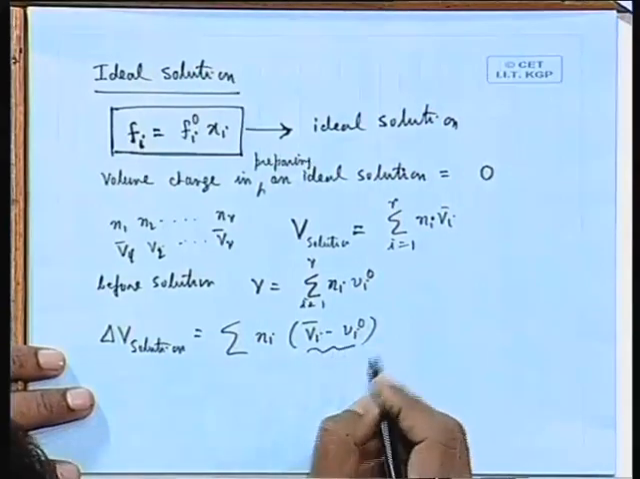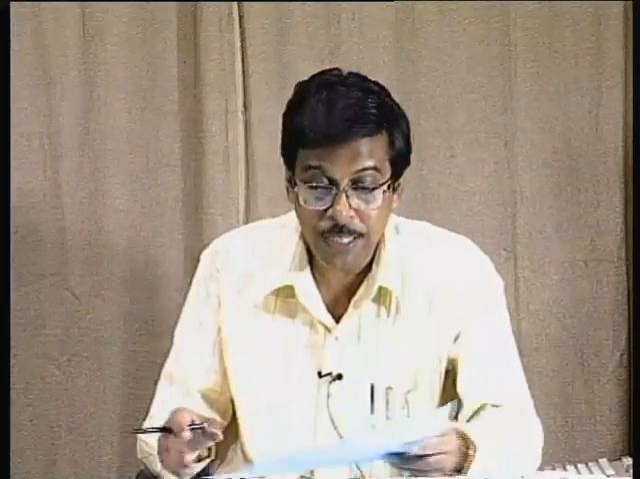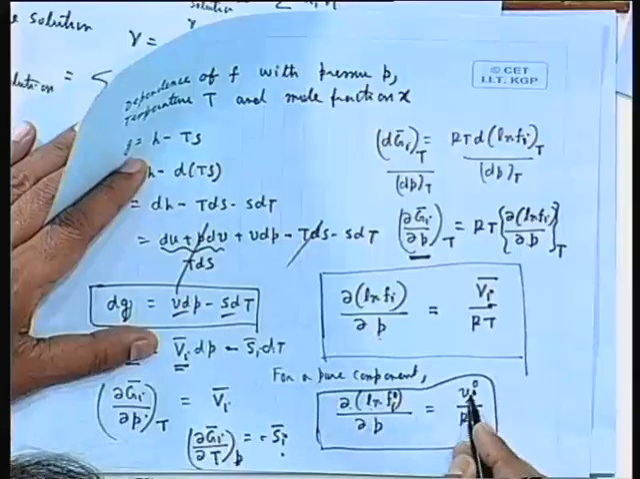Now this is 0. How to prove this is 0? Very simple. We have already derived these two properties. Just now we have derived: del ln Fi by del P is Vi bar by RT, and del ln Fi by del N is 0, that means for a pure component Vi 0.